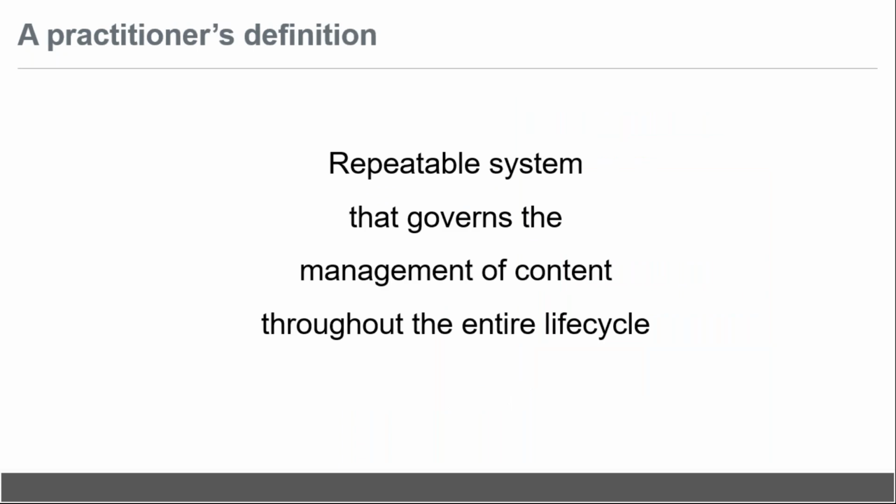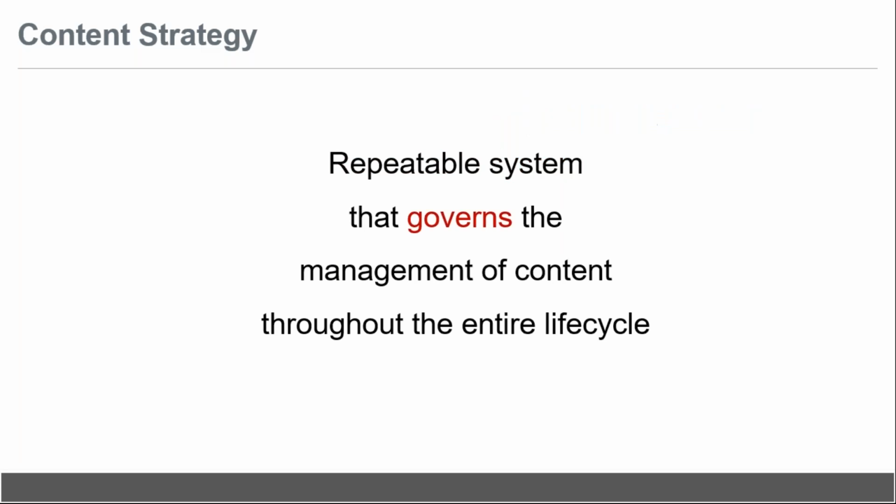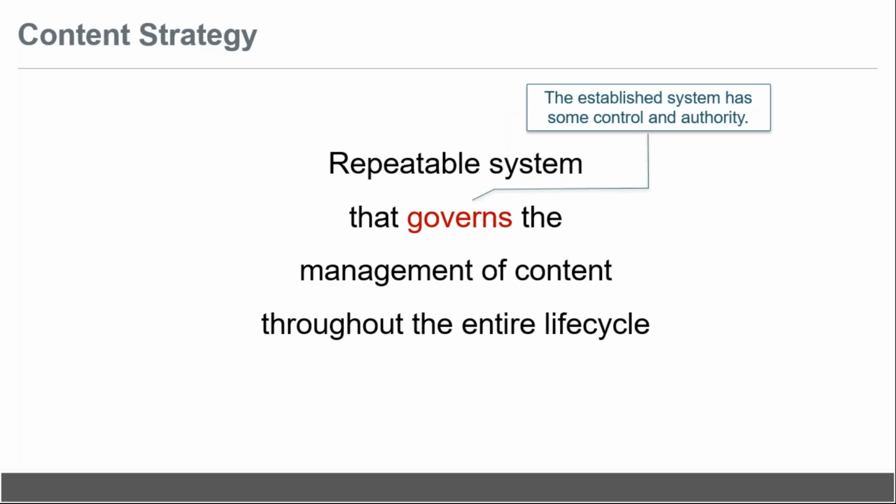So if I was to look at this definition from a practitioner's point of view, I would say that it means we're creating a repeatable system that governs the management of content throughout the entire life cycle. And if we parse that, it seems like a very simple statement, but it's repeatable. And what repeatable means is that it's not ad hoc. It means that you looked at different options and you chose one that you can repeat. It's a system. So that means you've got a set of principles that you've organized into some sort of operational model. It's governing, which means that you can't just come along and change it on a whim. There's some established control and authority over the system.